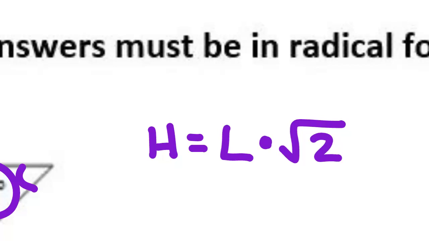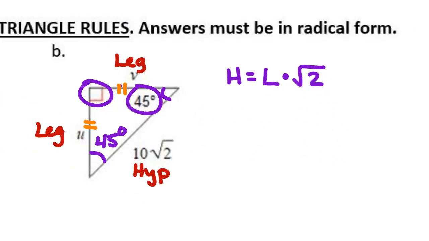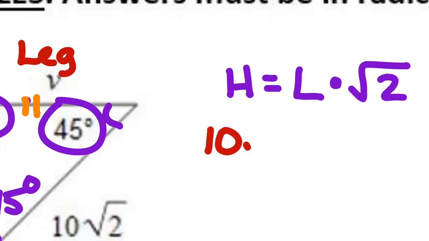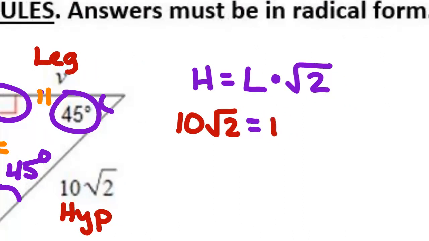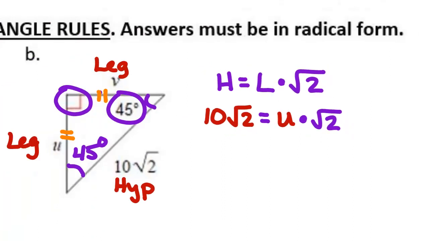And we need to find the leg here. Well, we know the hypotenuse, that's 10 square root of 2, so I'm going to go ahead and substitute that in. So 10 square root of 2 is equal to, do you guys want to find u or v first? U. It doesn't matter, they're the exact same size. So once I find one, I've found the other one. Times the square root of 2. I want to get u all by itself. So how do I get rid of this? Divide. Both sides get divided by radical 2.